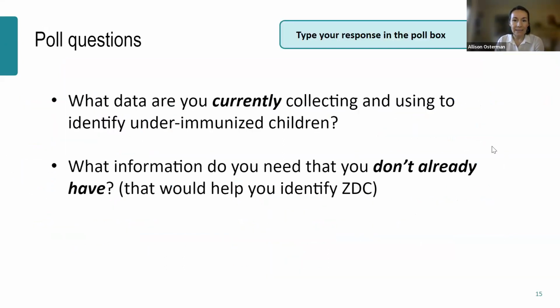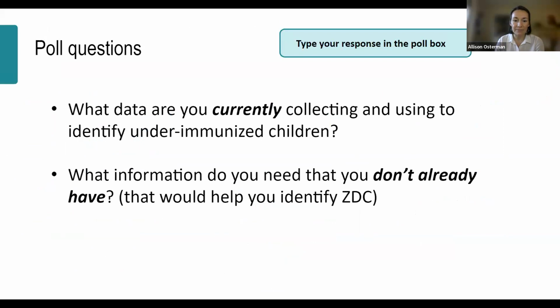So now I'd like to pause and get a little bit of feedback from our participants through a quick poll. In this poll, we have two questions. We would like to find out, first, what data are you currently collecting and using to identify under-immunized children? And second, what information do you need that you don't already have that would help you identify zero-dose children? So these are both open-ended questions. Please type your response into the poll. We're going to give everyone about 60 seconds, and then we'll come back and share the results.